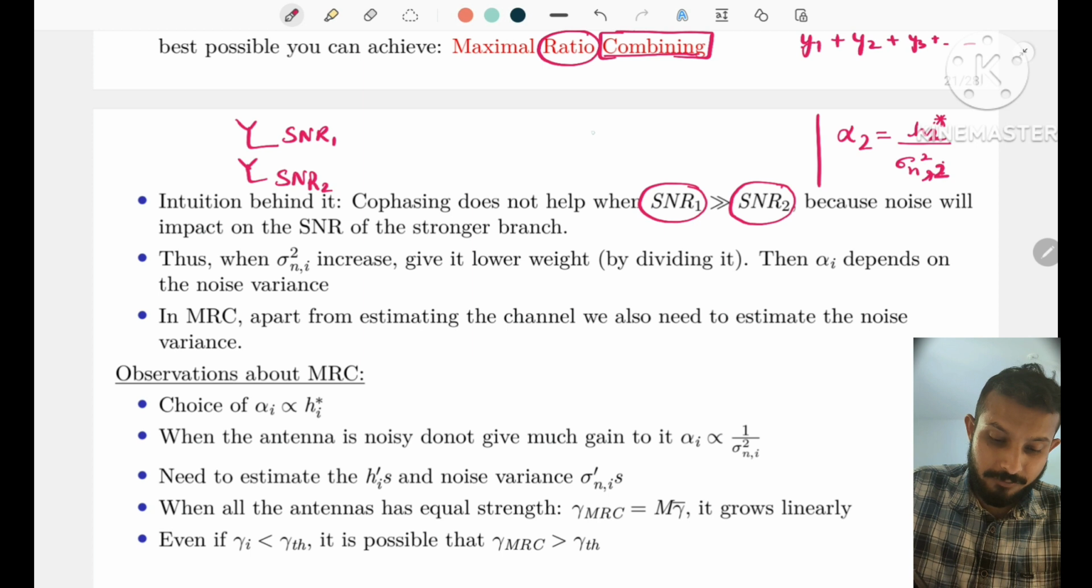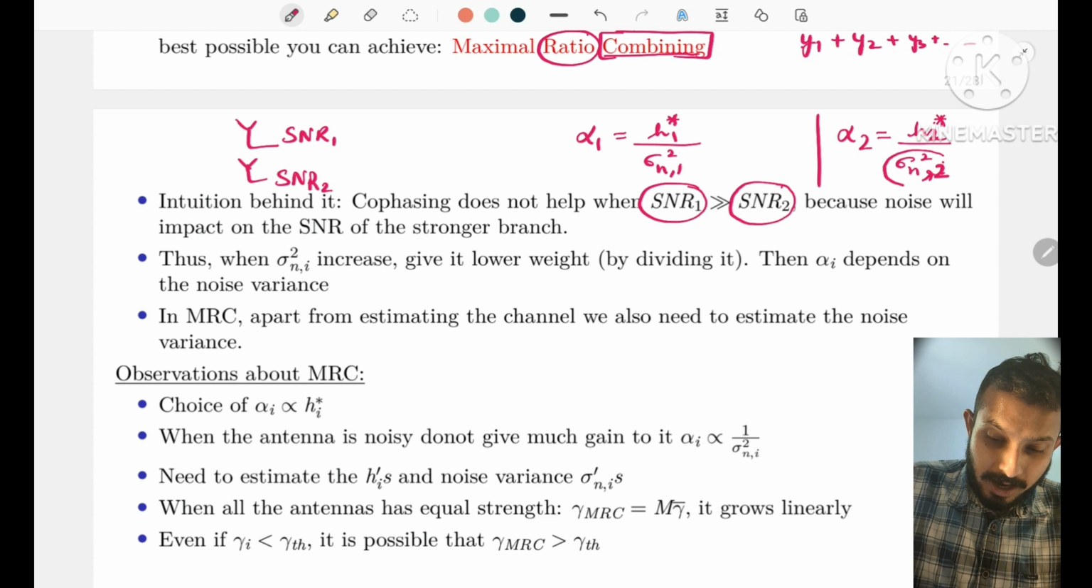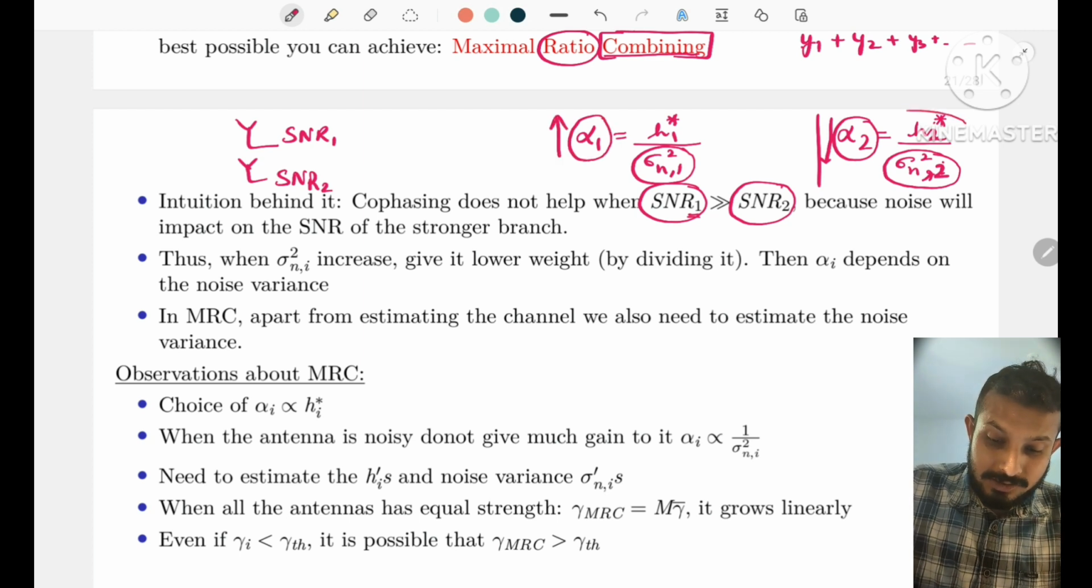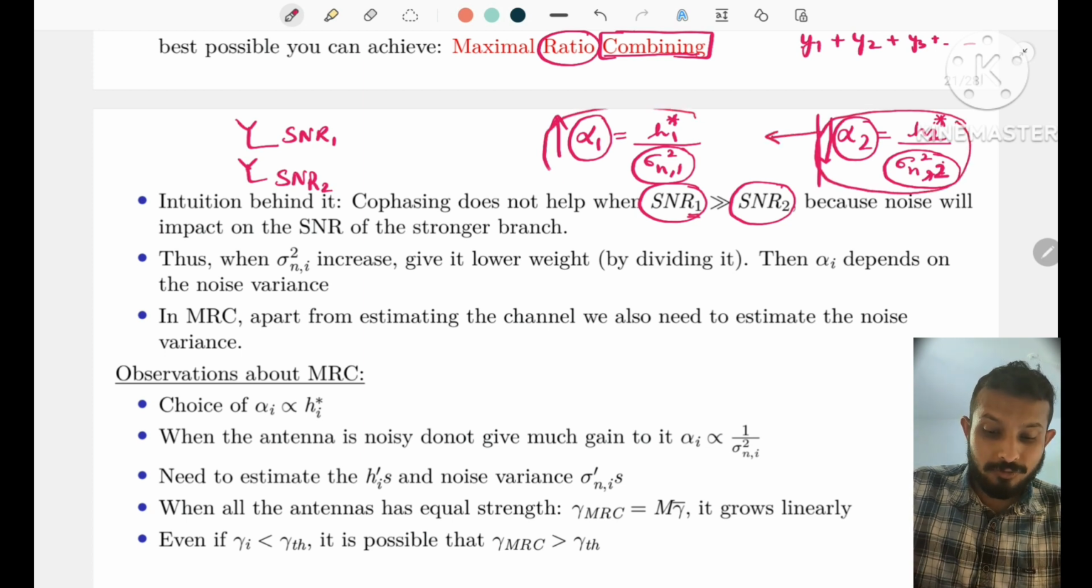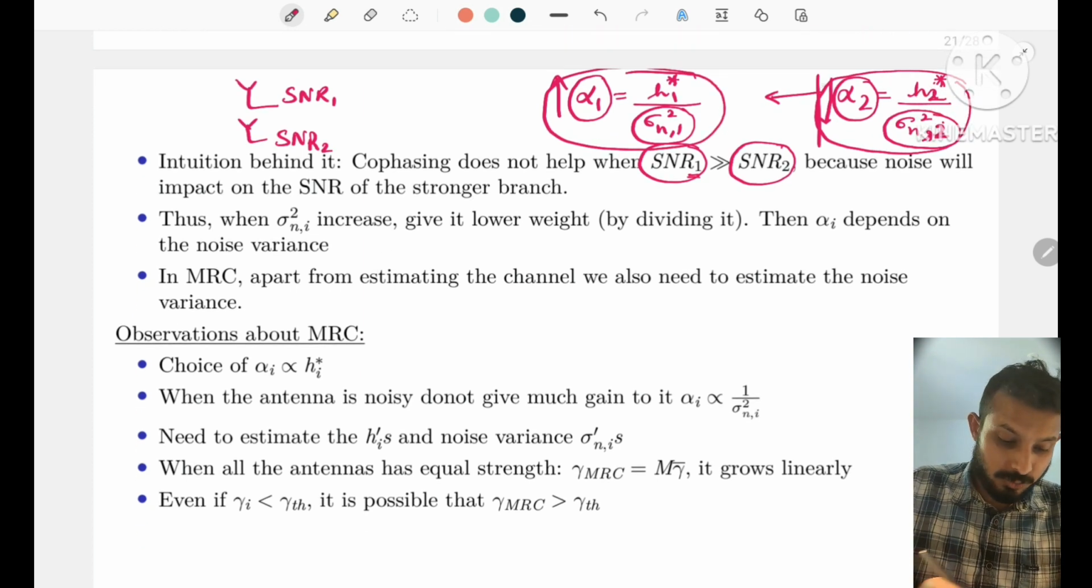And for the first branch, alpha 1 is equal to h_1 conjugate upon sigma_n squared 1. Since the noise variance of the second branch is very high, you will select alpha 2 to be very small. Whereas the noise variance of the first branch is very low, so you will select the weight corresponding to this branch to be very high. So the noise of the second branch will not impact the SNR of the strongest branch. So this is the intuition.